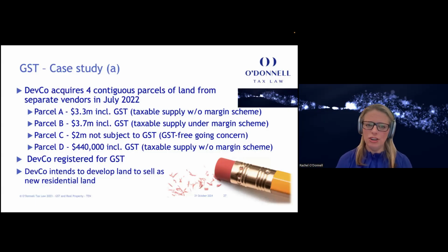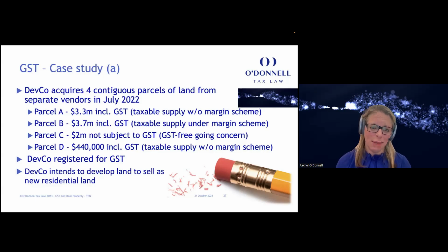Parcel C, we've got there $2 million, but it's not subject to GST. So it could perhaps be a GST-free supply of a going concern. Say, for example, if the vendor had rented out the property as commercial premises previously and the purchaser acquires it as a going concern, so it's not subject to GST, or it could be from a non-registered vendor. And parcel D was $440,000, including GST, and that was a taxable supply also without the margin scheme.